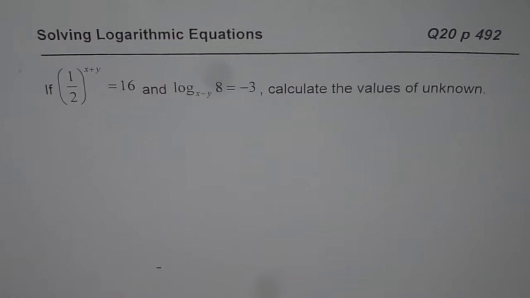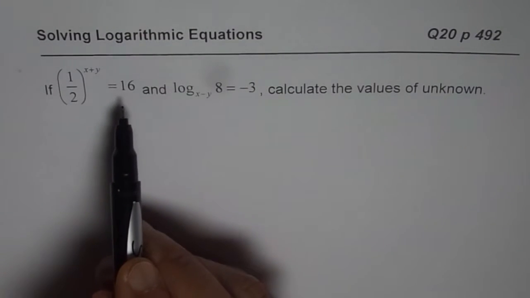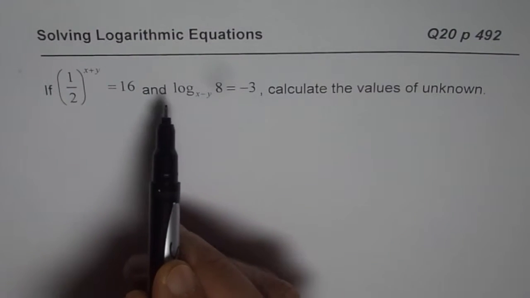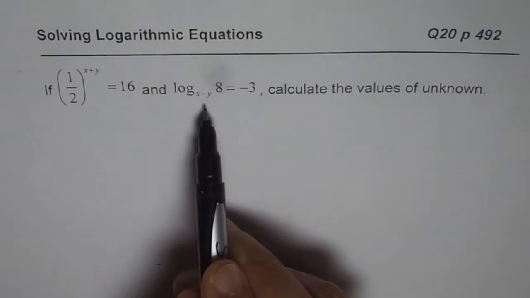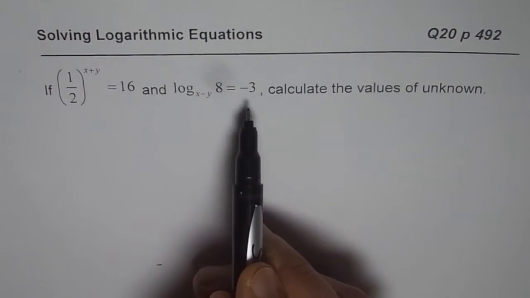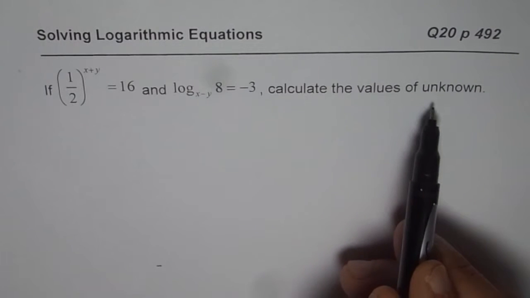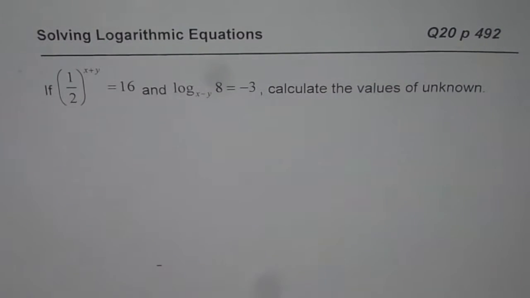The question here is: if (1/2)^(x+y) is equal to 16 and log to the base (x−y) of 8 is −3, calculate the values of the unknowns, that means x and y. So that is the question for you. You can pause the video, try it out, and then look into my suggestions.